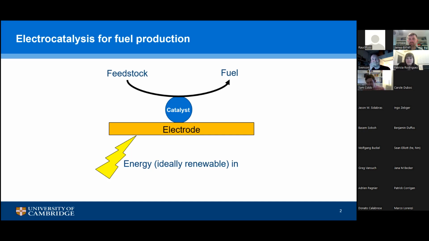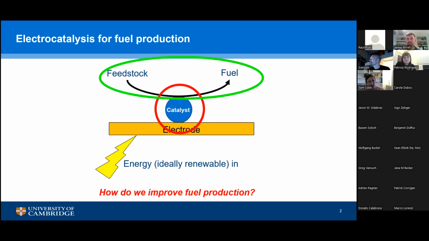And this segues really nicely from Carol's talk, which I'm very grateful for, in that lots of people work on the catalyst while we're all asking this question of how do we improve fuel production. But my interest actually lies more in the rest of the system. So how do we deal with getting our feedstock and our fuel in and out in the best way possible? And how do we make our catalyst sit in a local environment where it can perform at its best? Because we spent all this time developing catalysts, we want them to operate at their best.